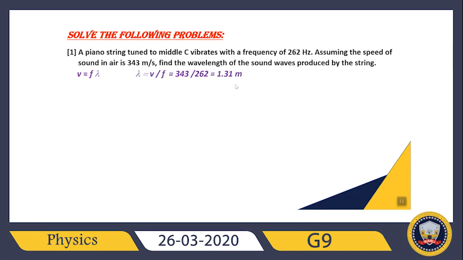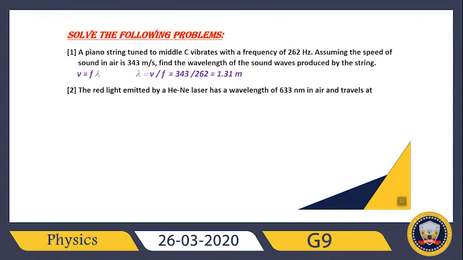Another example. The red light emitted by a helium-neon laser has a wavelength of 633 nanometers in air. By the way, a nanometer equals 1 multiplied by 10 to the power negative 9 meter. So we are going to convert this number 633 from nanometers into meters to solve the problem. Okay, don't forget. So let's continue.